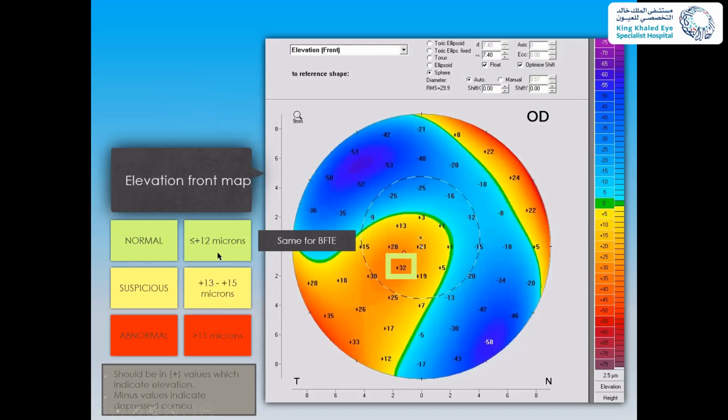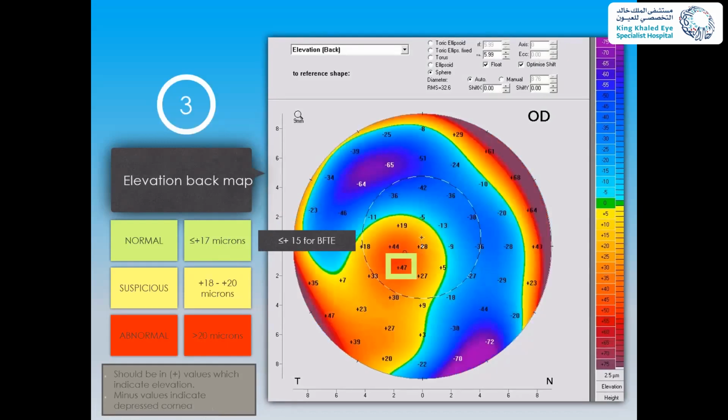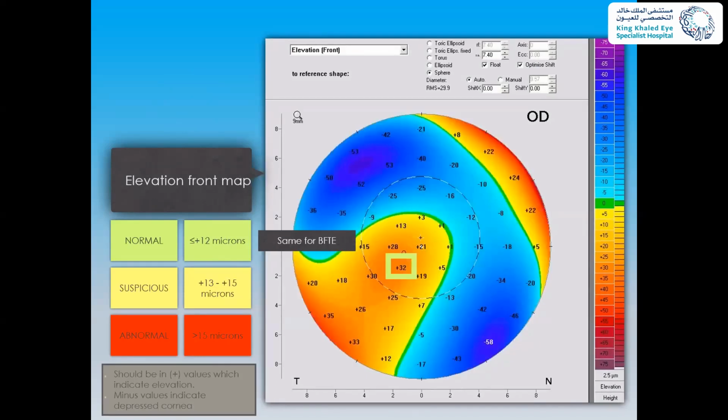Anything less than 12 is totally normal, between 13 to 15 is suspicious, and for best fit toric ellipsoid anything more than 15 is abnormal. Because we usually use the best sphere fit, if someone needs to remember these numbers, just stick with these numbers, and keep in mind that for best fit toric ellipsoid the numbers are even lower because it is more accurate.